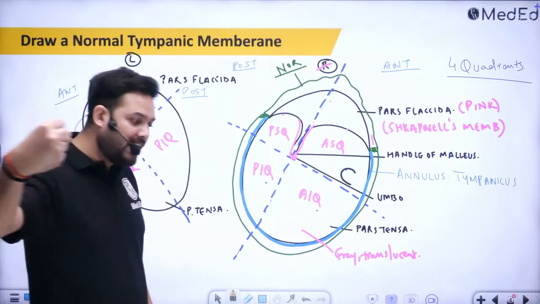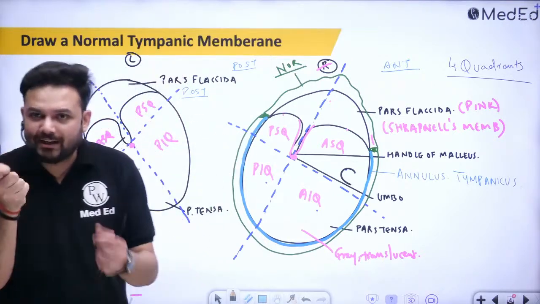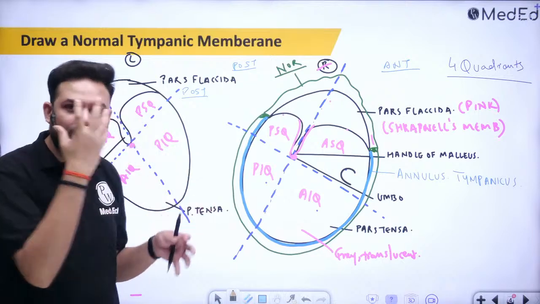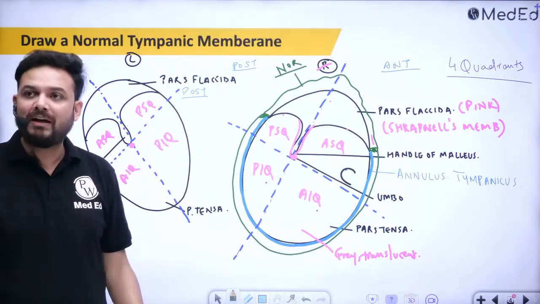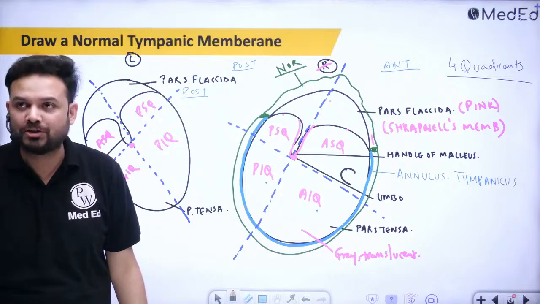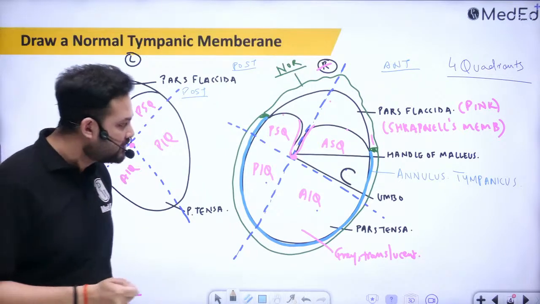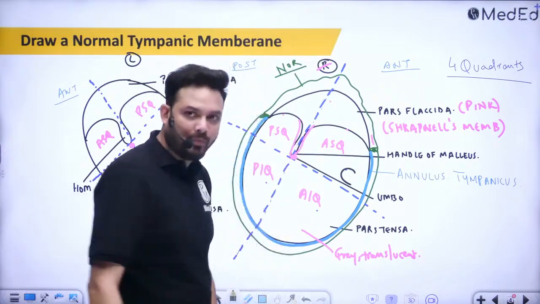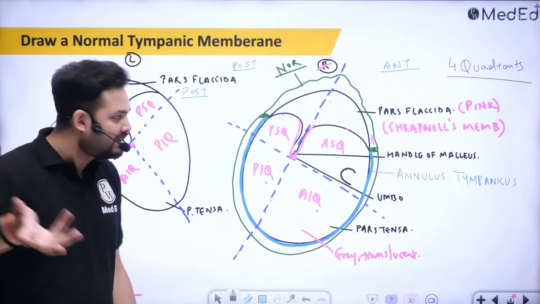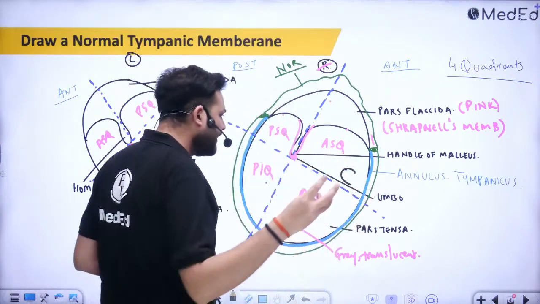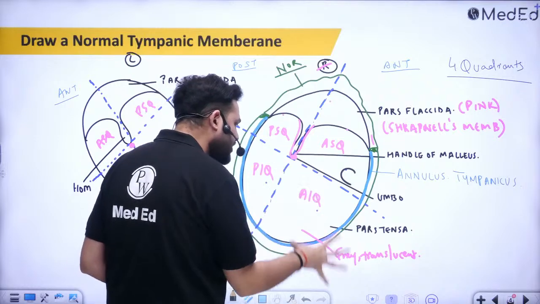When we shine our light, because we have to put light to see that tympanic membrane, the instrument by which we see the tympanic membrane is called an otoscope. So when we put the light of an otoscope, we know one fundamental of physics: light will reflect and shine towards the side that is bent.